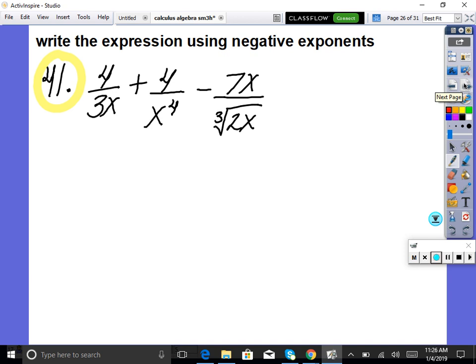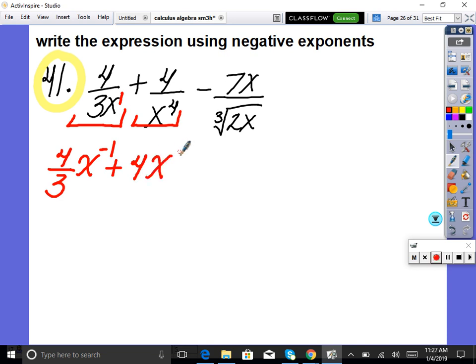Alright, now let's go to 41, next section. Let's read it. It says, write the expression using negative exponents. So let's look at this first piece here. To write that instead with negative exponents, don't we just have a 4/3? And then we have an x to the... What's the exponent? There you go. Does that make sense? Awesome. Okay, let's move to the next one here. We have a plus 4, and then we have an x to the negative 4, right?